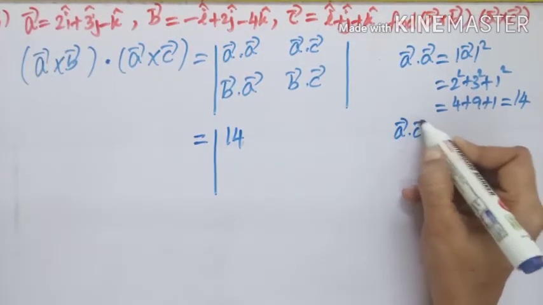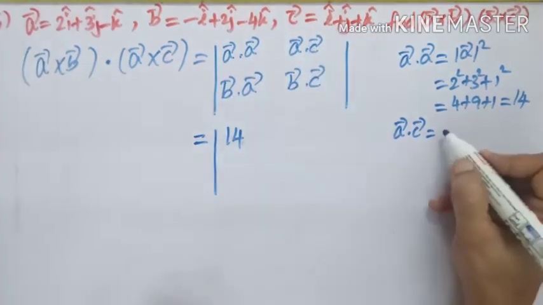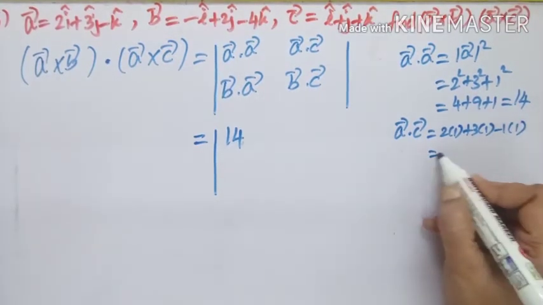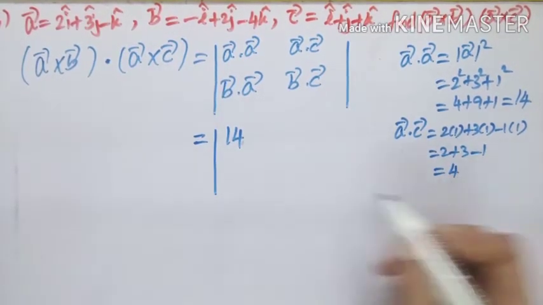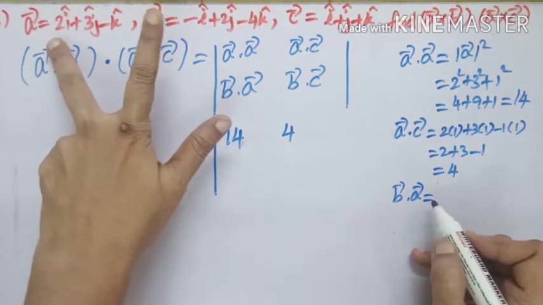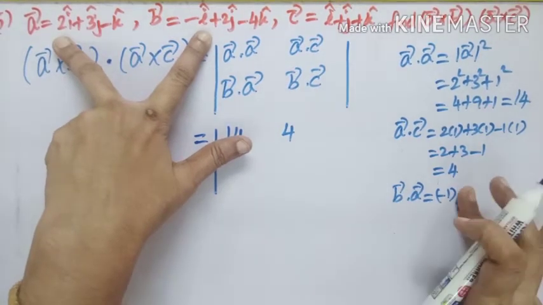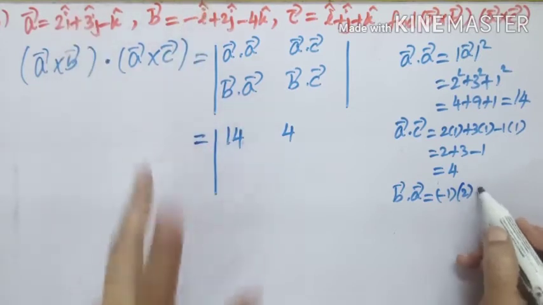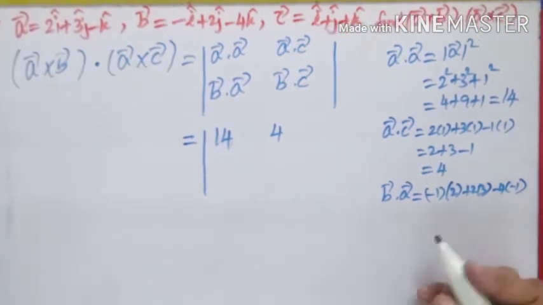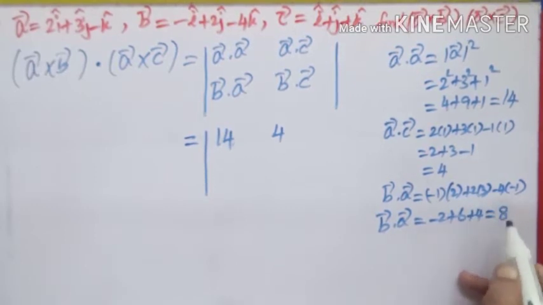A dot C. Dot product means I and I, J and J, K and K. So 2 into 1, 3 into 1, minus 1 into 1. So it is 2 plus 3 minus 1, that is 4. Now I want B dot A. How to find B dot A? A and B, we have to find the dot. Minus 1 into 2, 2 into 3, minus 4 into minus 1. If I simplify, B dot A equals minus 2 plus 6 plus 4, that is 8.